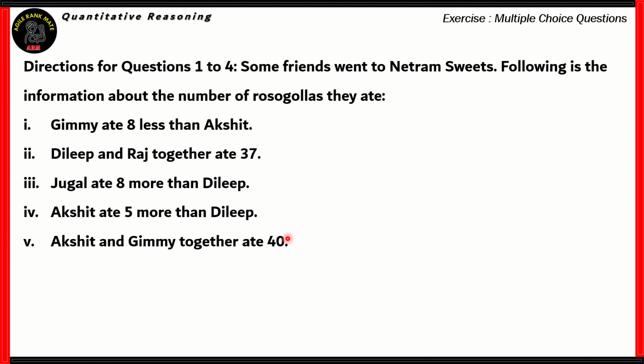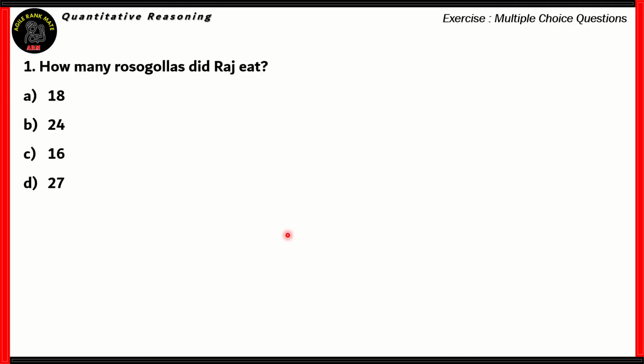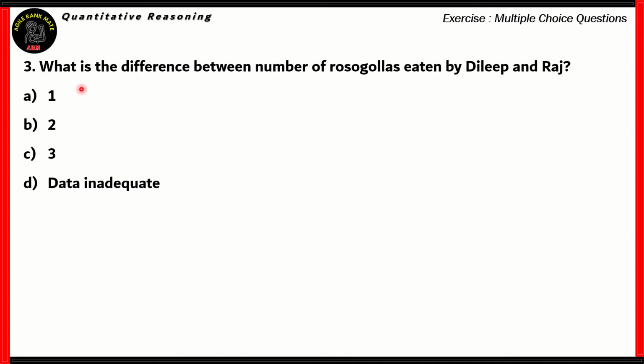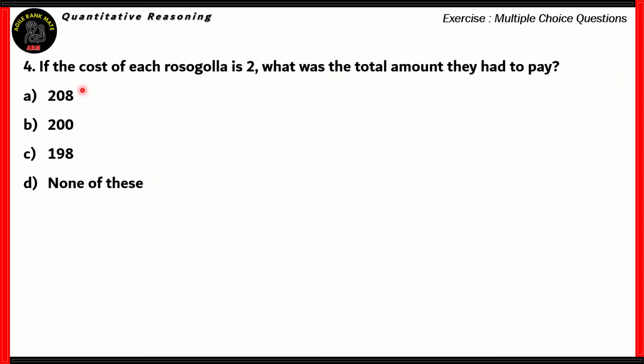So let's look at the questions first, shall we? The first question is, how many rasgullas did Raj eat? Second, Jugal and Dilip together ate how many rasgullas? Third, what's the difference between the number of rasgullas eaten by Dilip and Raj? And finally, if the cost of each rasgulla is 2, what was the total amount that they had to pay?